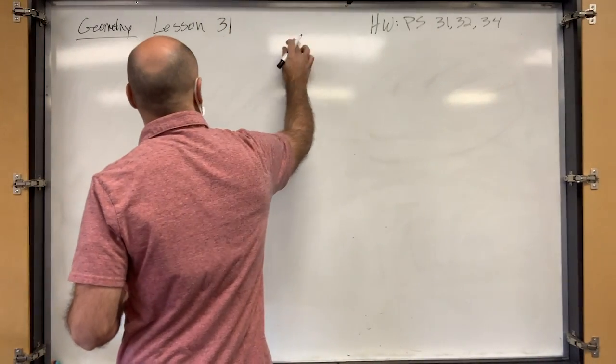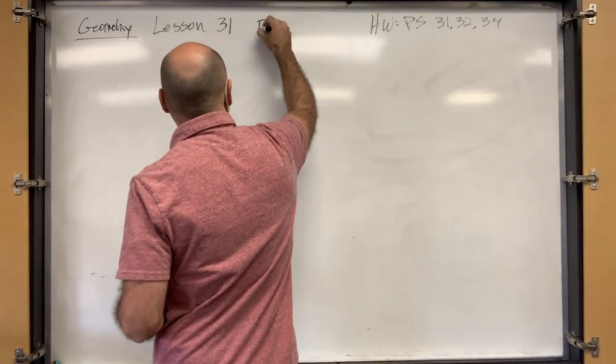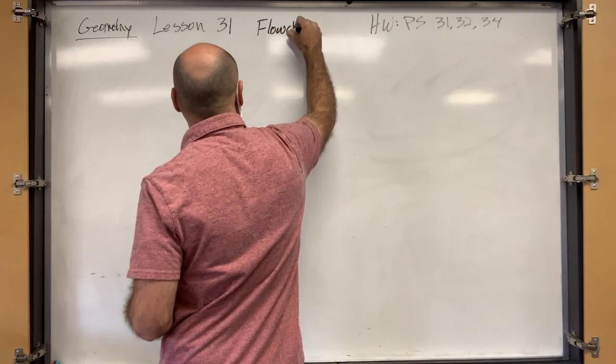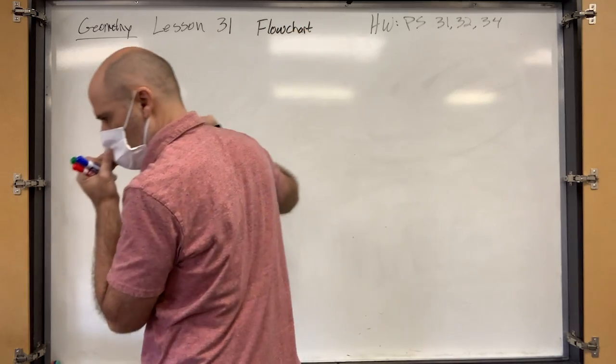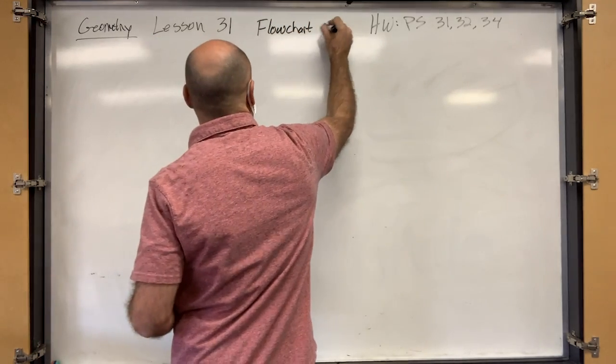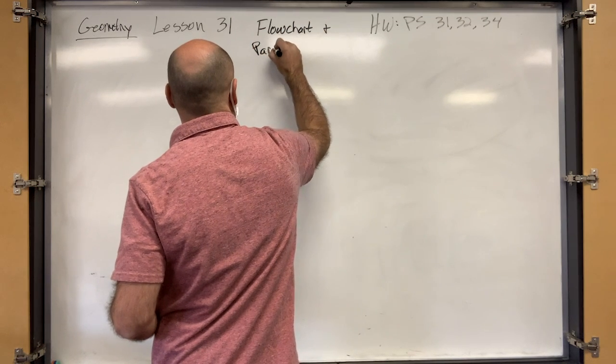Geometry lesson 31. We're going to talk about flowchart and paragraph proofs.